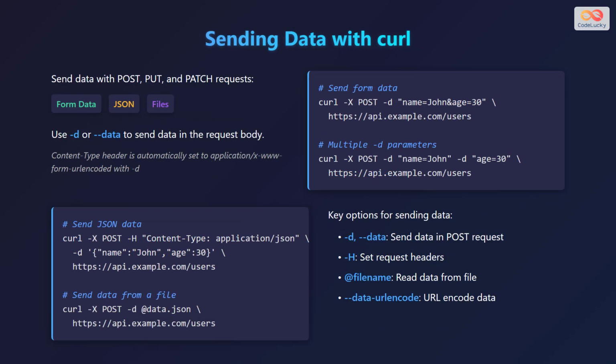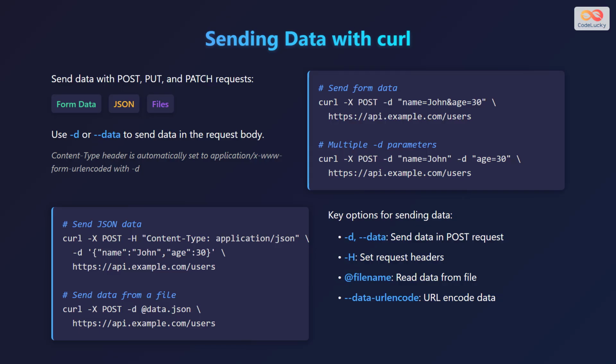You can send data with POST, PUT, and PATCH requests using different data types such as form data, JSON, and files. To send data in the request body, use the -d or --data option. When using -d, the content type header is automatically set to application/x-www-form-urlencoded. To send form data, use curl -X POST -d, followed by the data string and the URL. For multiple parameters, you can use multiple -d options.